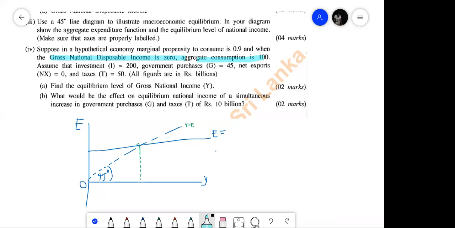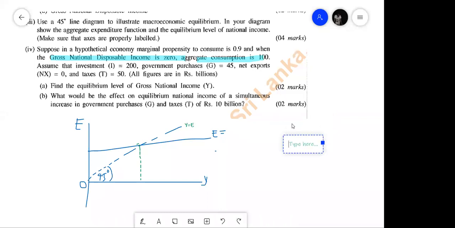They might give you big words to scare you. You might wonder, where is this gross national disposable income? I studied this in unit number 5. No, how is this coming here? Just don't get scared, right? Simple stuff. And then assume investment is 200, government purchase 45, net exports is 0, taxes is 50. Okay, find equilibrium level of national income. Okay, I'm also getting a little fed up of finding equilibrium level of national income, but never mind.